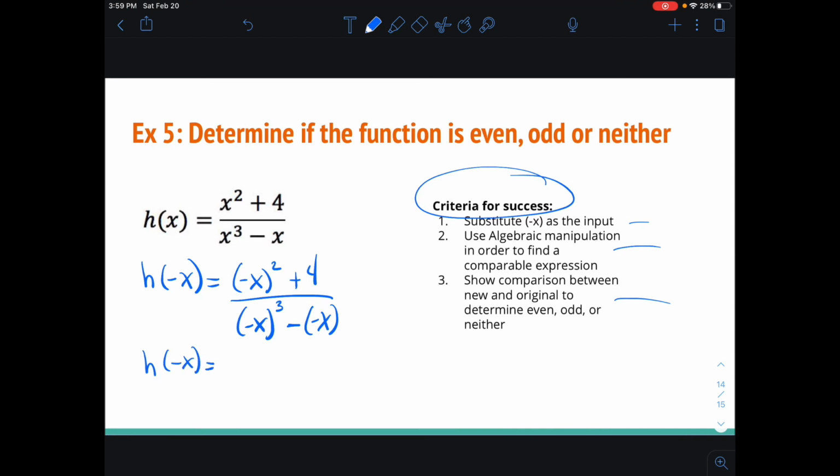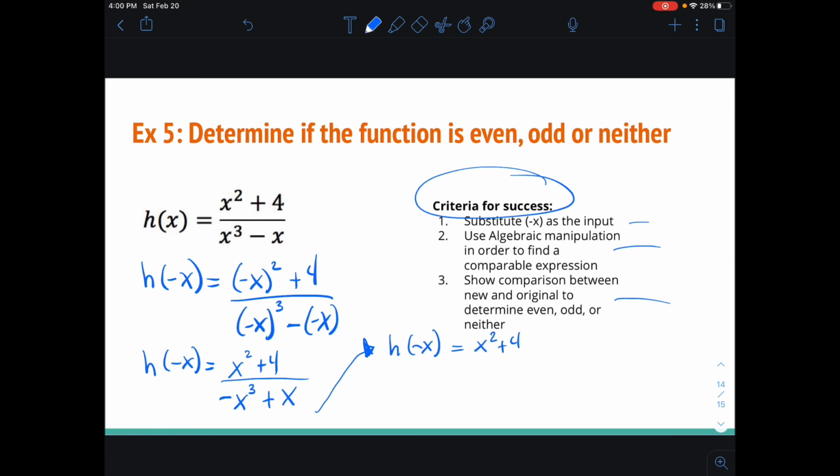When I square the first term in the numerator, we get a positive x squared plus 4. In the denominator, when I raise this to the third power, negative x times itself 3 times, we get negative x cubed. And of course, subtracting a negative is the same as adding a positive. Okay, this does not look exactly like the original. I'm going to try to factor out that negative 1. So you definitely want to play with this to see if you can get that comparison for even or odd.